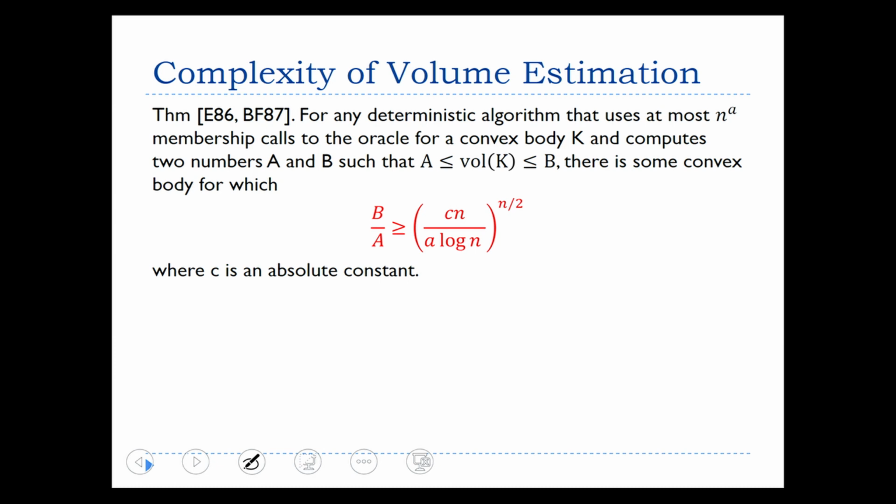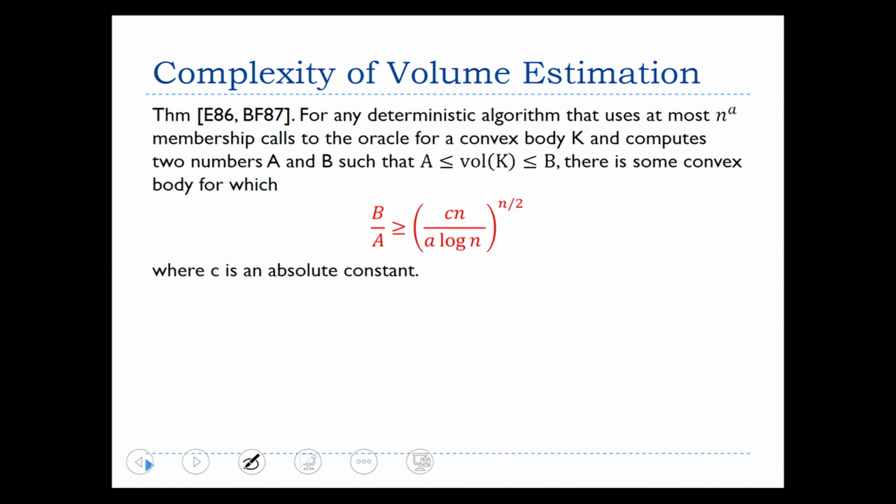A result of Elekes improved by Bárány and Füredi says that if you had any deterministic algorithm that computes the volume by asking n to the power of a oracle calls, think of a as 100, say n to the 100 oracle calls, and it gives you two numbers a and b so that the volume is between a and b, then there exists some body for which the ratio of these two numbers is essentially (n over c log n) to the n, where c is a fixed constant, say 10.